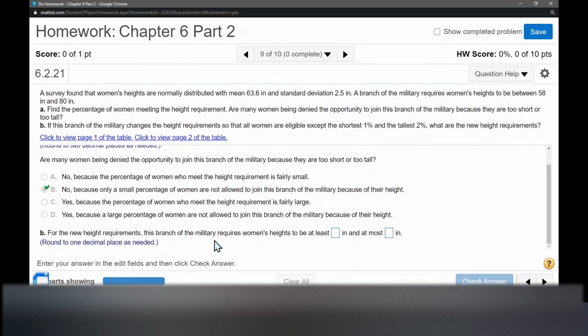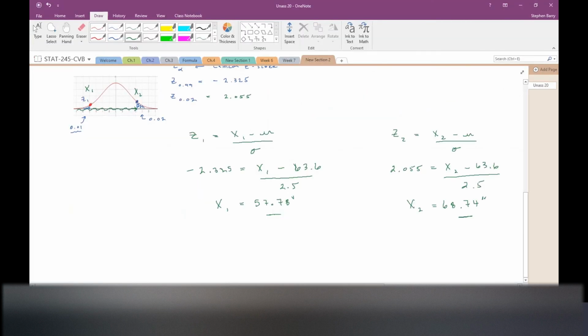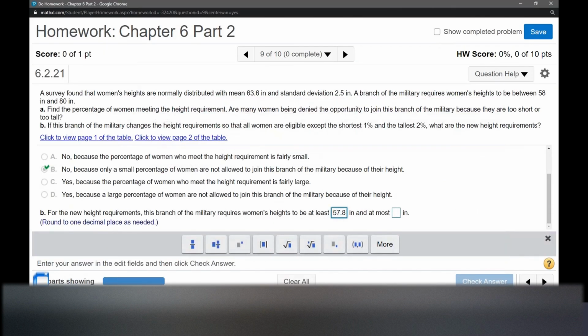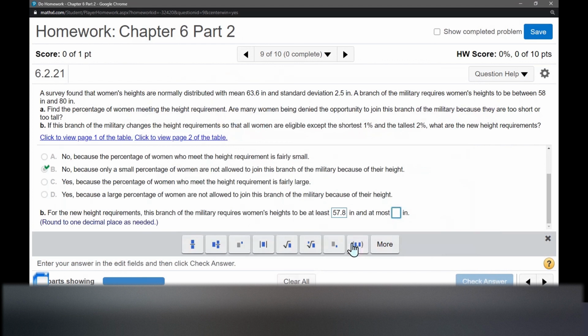Round to 1 decimal place, okay? So 57.8 and 68.7.